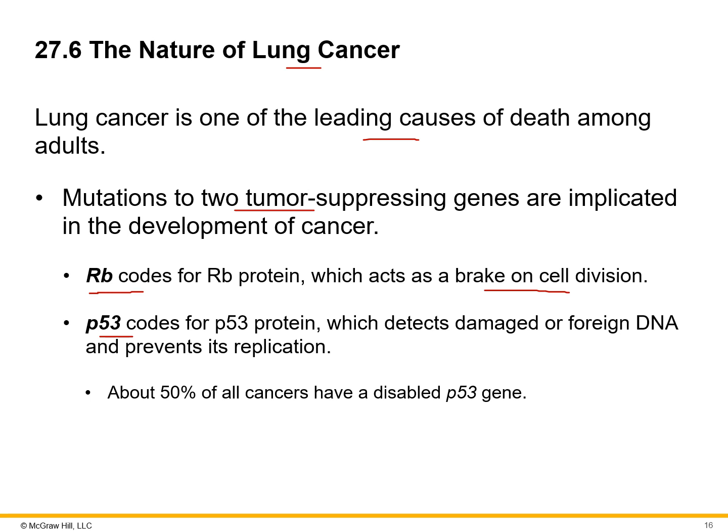This P53 protein actually looks for damage or even foreign DNA, and if damaged or mutated DNA is indicated, then it prevents that cell or that DNA from being replicated. Essentially, if both of these become mutated, now we don't have any brakes on cell division, and we don't have that surveillance looking for mutations in DNA. So it allows those mutations to go undetected.